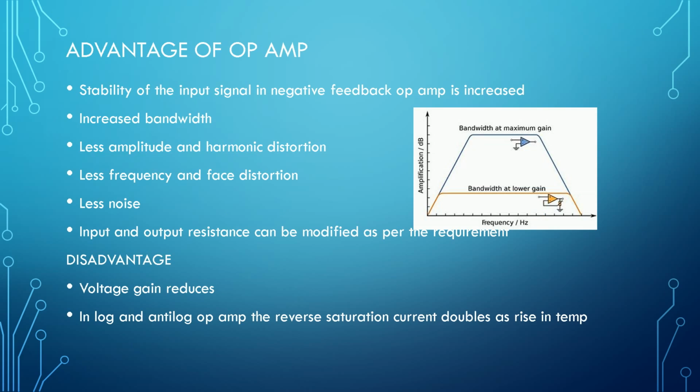So, advantages of the op amp. The stability of the input signal is increased by the negative feedback of the op amp. That is, the stability is increased when negative feedback is given.